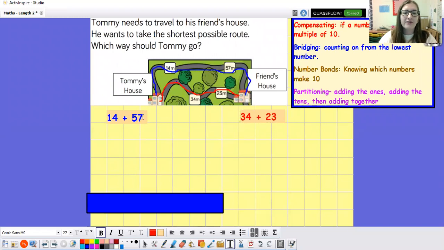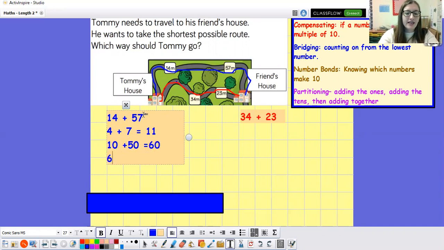Okay, let's go through then, see if we've got the same one. So 14 add 57. Well, what might I do? I think I might partition that one. So I'm going to do 4 add 7, which is, I know by now because I've done it before, 11. And then 10 add 5 tens, which is 50, is 60. And then I can do 60 add 11, taking those 2 numbers together, is 71. So route A is taking him 71 meters.